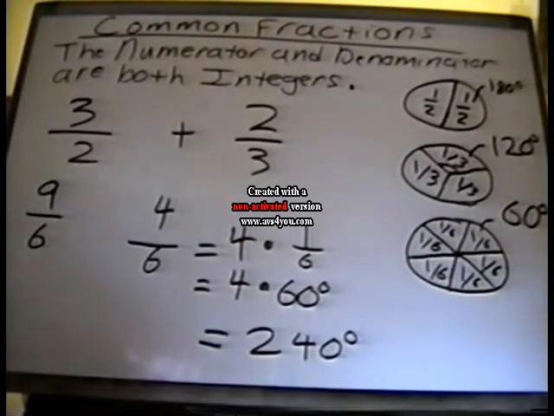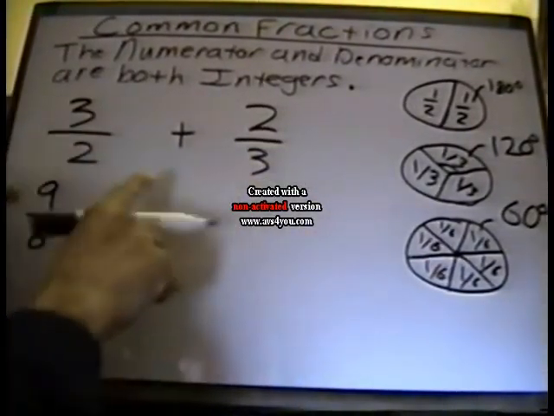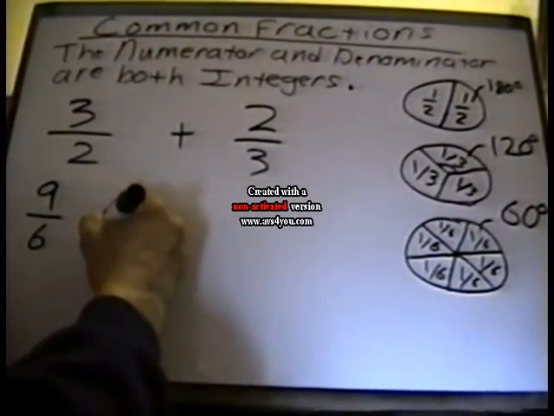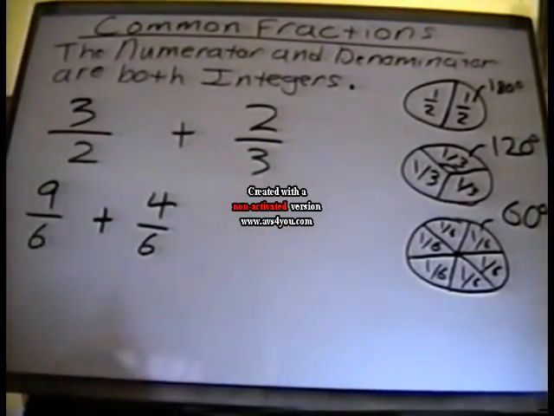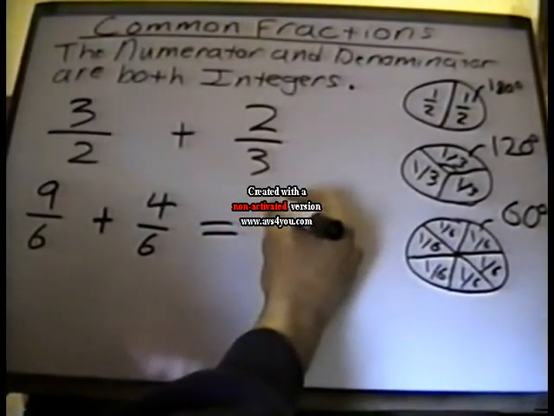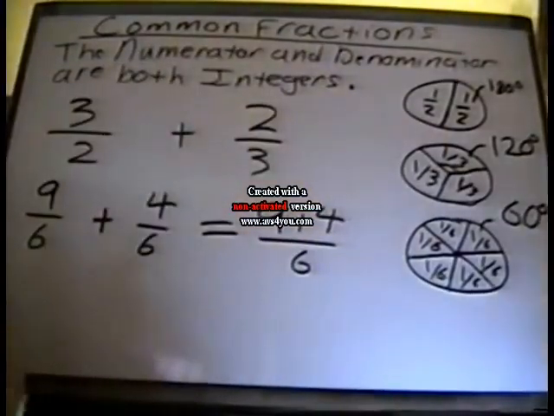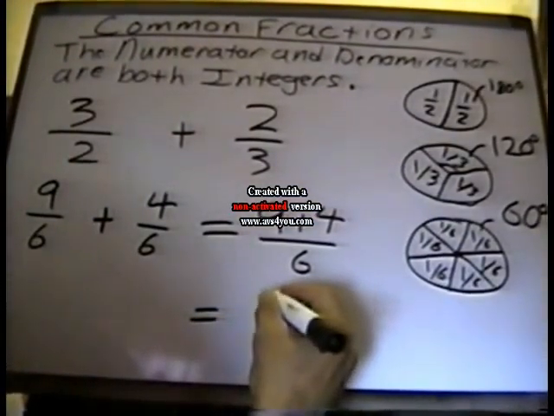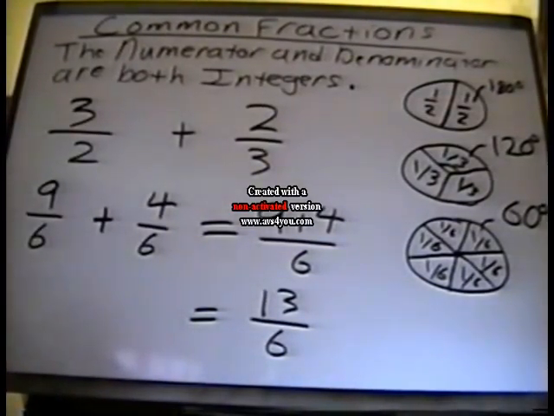Okay, so here, now we know that we reduce these into 9 over 6 plus 4 over 6. And that gives us, now we can add 9 plus 4 over 6. Because it's 13 over 6, which is our answer.